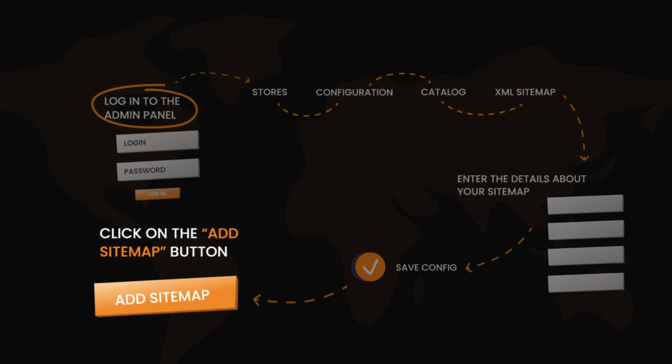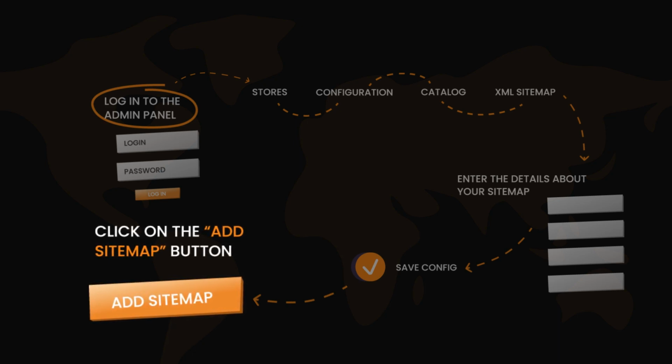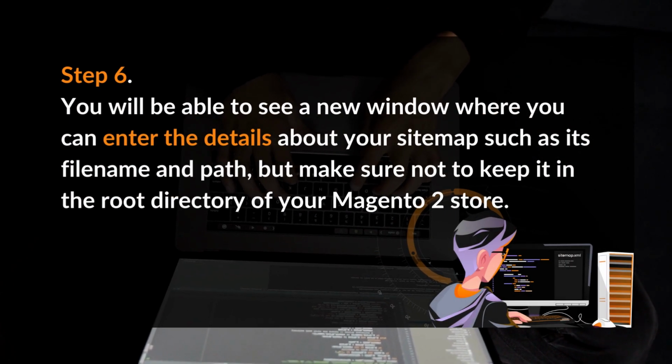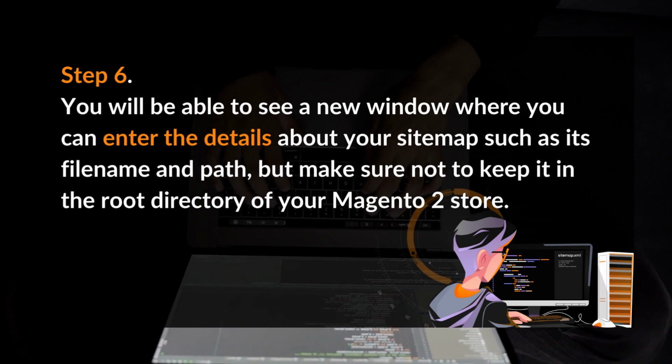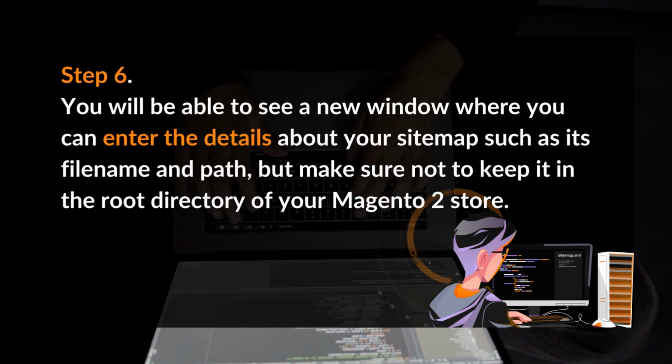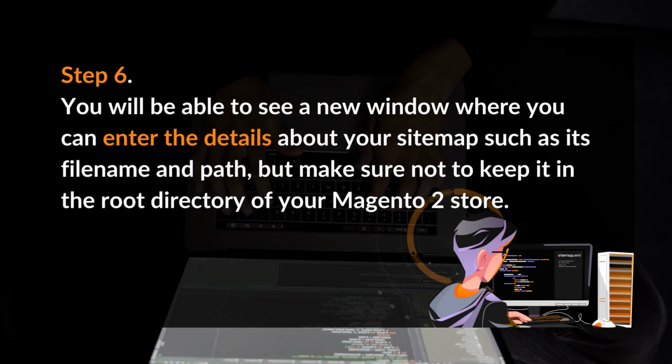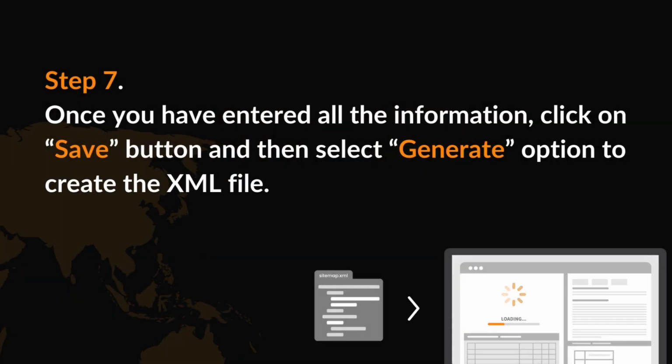To generate the XML sitemap, you need to go to Marketing, SEO and Search, Sitemap, and click on Add Sitemap button. Step 6. You will be able to see a new window where you can enter the details about your sitemap, such as its file name and path, but make sure not to keep it in the root directory of your Magento 2 store.